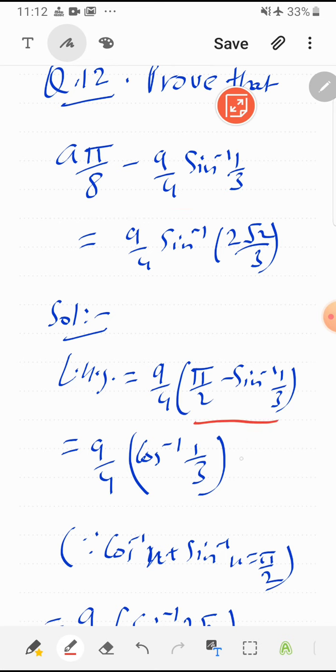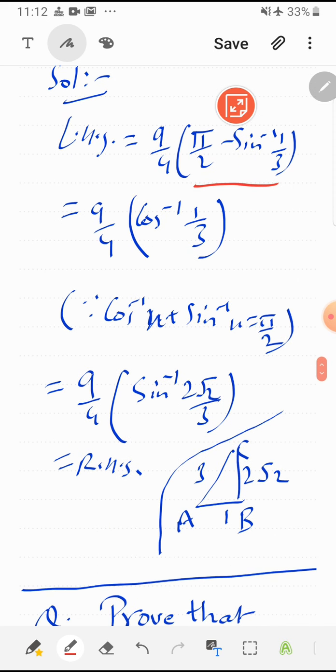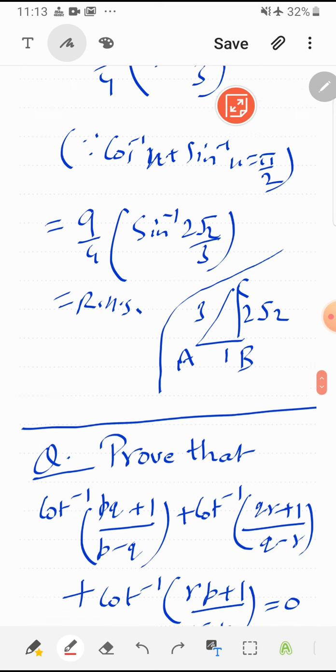Next, by the sides of a triangle, pi by 2 minus sine inverse 1 by 3 is cos inverse 1 by 3. Now this is based upon hypotenuse, so I am finding the perpendicular through Pythagoras. It is 2 root 2. So if I have to convert cos inverse 1 by 3 into sine inverse of something, that something is 2 root 2 by 3, and that is my right hand side. So this question is done.